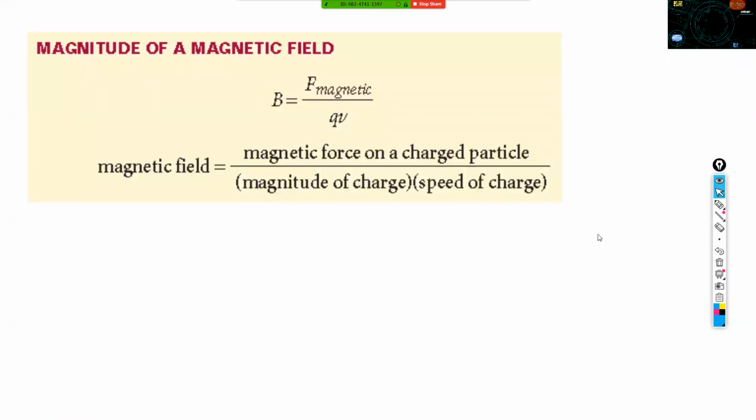A lot of times you see it rearranged this way, either or, it just depends. Usually I use the other one just because it's cleaner and easier for me to remember. But this is kind of the standard form. Again, external magnetic field, the force that charge feels, the amount of charge, how fast that charge is moving.